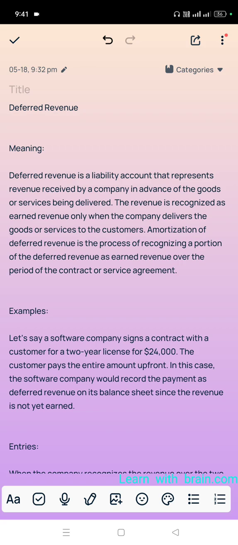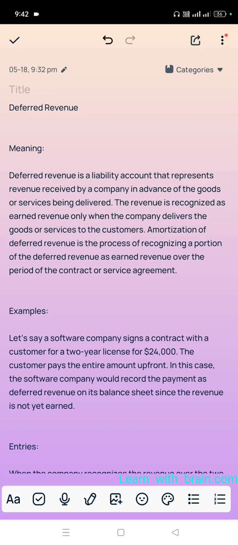For example, first of all, we discuss an example for better understanding. A software company signs a contract with a customer for a 2-year license for $24,000. So one software company signed an agreement for rendering of services, $24,000 for 2 years. That means per year $12,000. The customer pays the entire amount upfront. So immediately our company receives $24,000, but the service is not rendered yet. So it's a liability because we received the amount but have not rendered services yet.